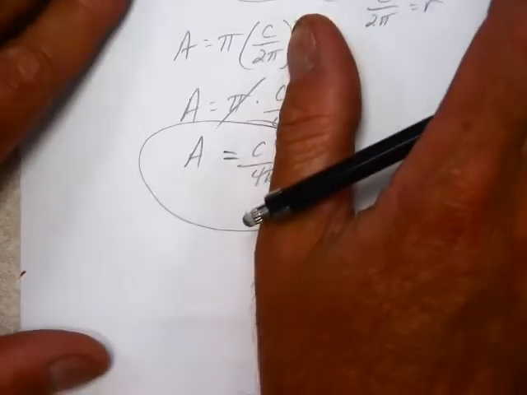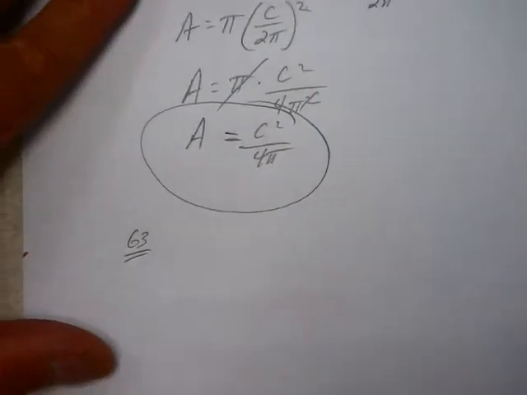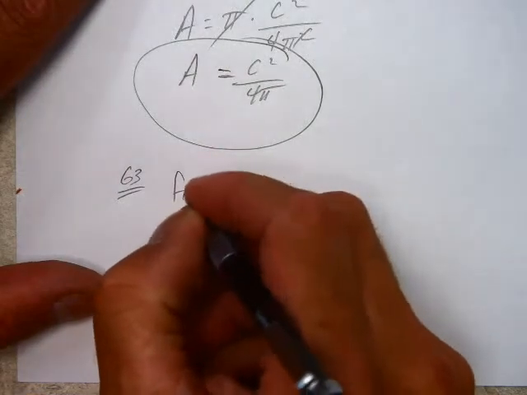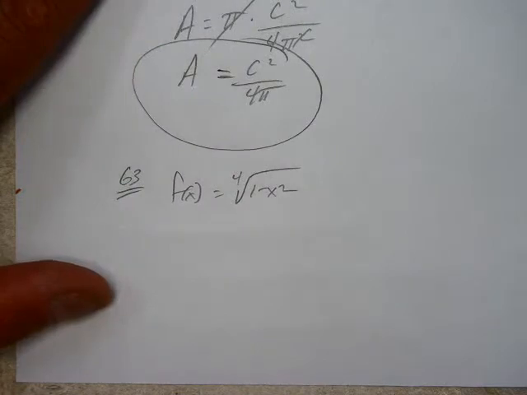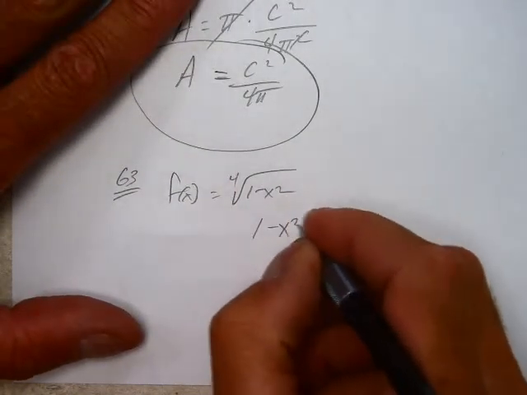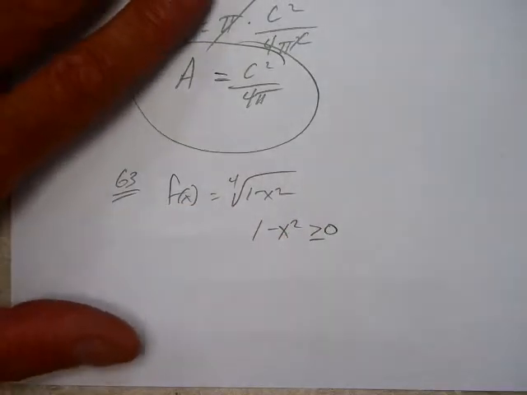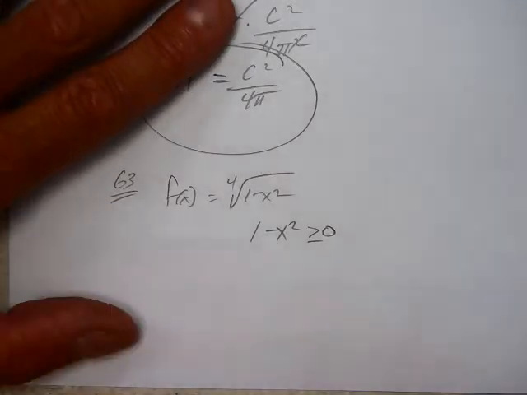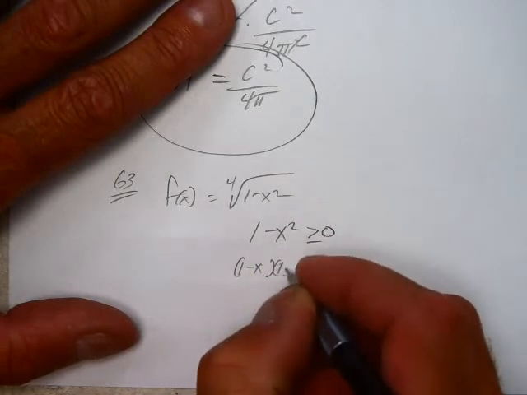Okay. Find the domain. So f of x equals the fourth root of 1 minus x squared. Yeah, this one's kind of a tough one. Fourth root, so this has got to be positive. 1 minus x squared is greater than or equal to 0. This one is a difference of two squares. I'm going to factor it.